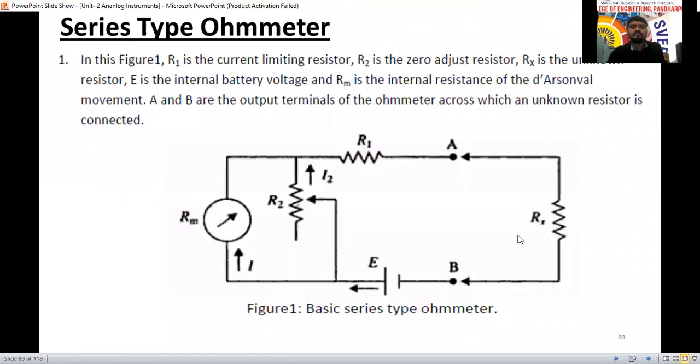Here, if the unknown resistance is more, no current will flow. Now 0 it is going to display because it will act as an open circuit. If the maximum current is there, the deflection will be maximum, and minimum is there otherwise. If the resistance is 0, then it will act as a short circuit and all the current will flow here. So maximum current will flow for the series type.